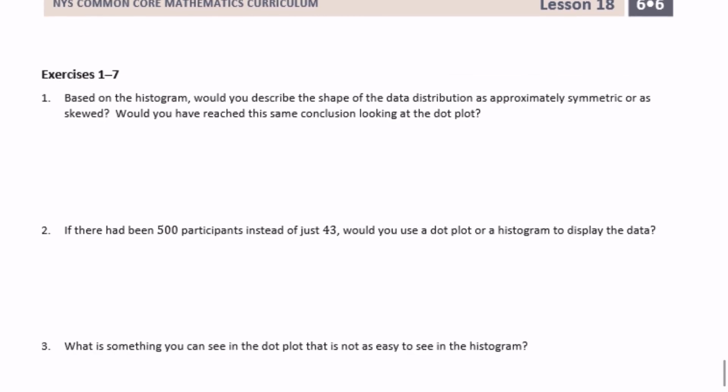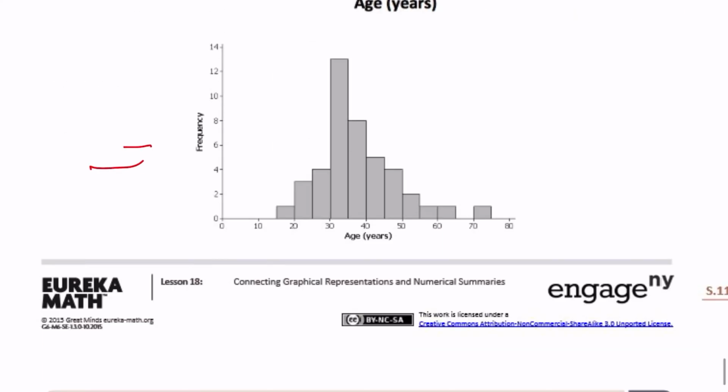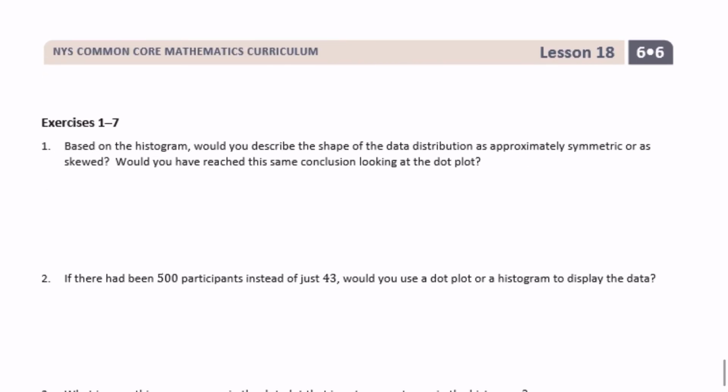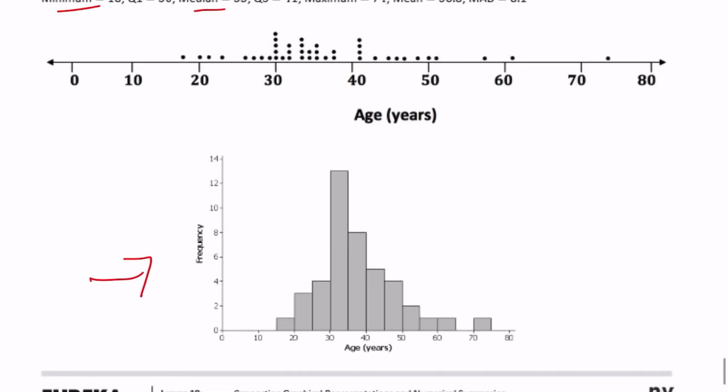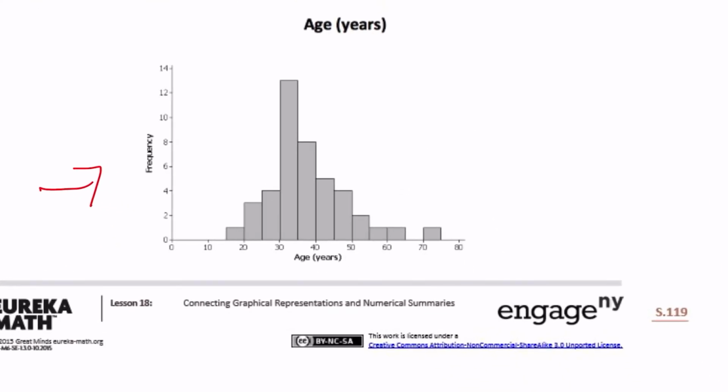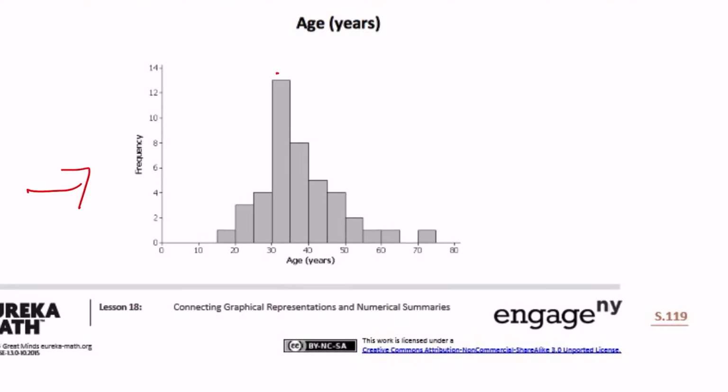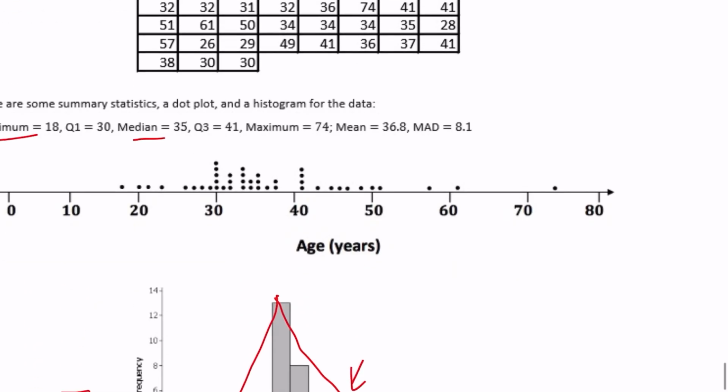Number 1 asks, based on the histogram, would you describe the shape of the data distribution as approximately symmetric or as skewed? Would you have reached the same conclusion looking at the dot plot? So would we say that this is symmetric or skewed right or left? I'm noticing that there's a pretty steep incline there, and this one is a little more angled down. So I think it's skewed a little bit to the right. And I'd say the same thing here.